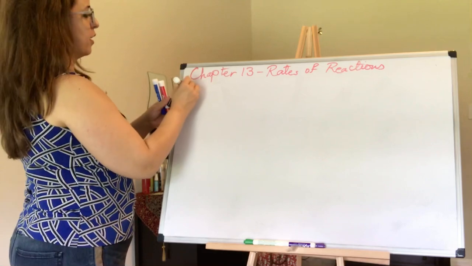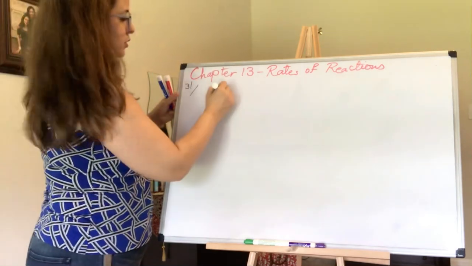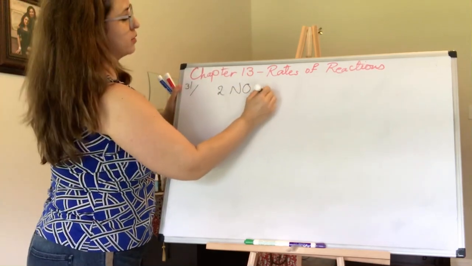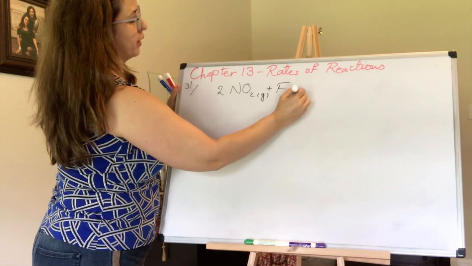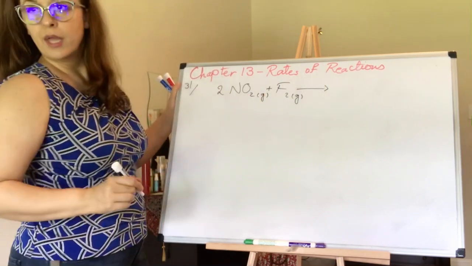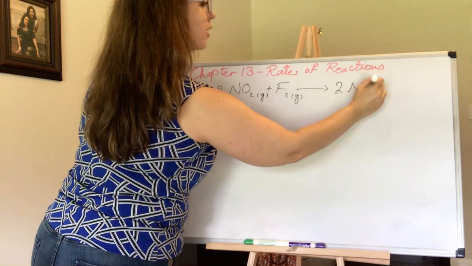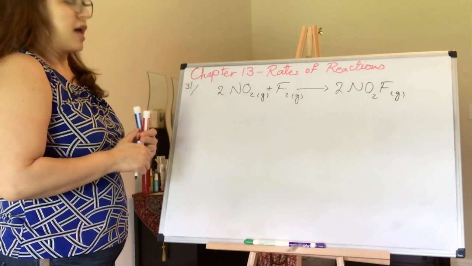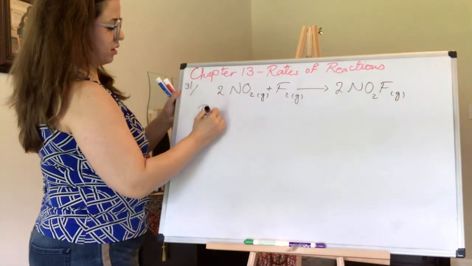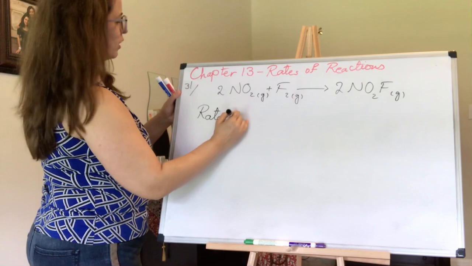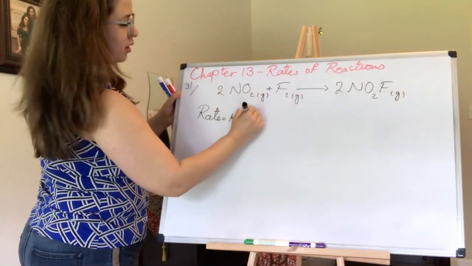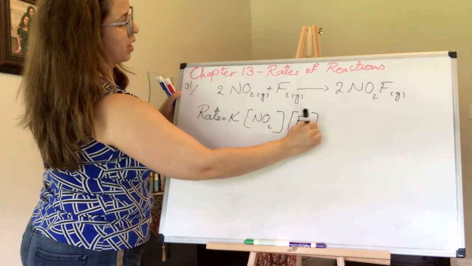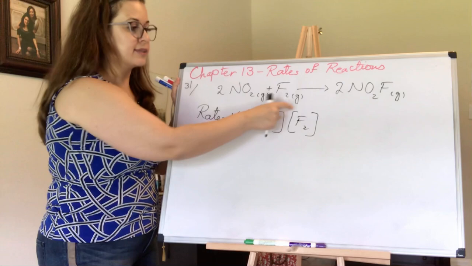Slide 31. You have 2 NO2, the gaseous form, plus 1 fluorine molecule in gaseous form. They react to form 2 NO2F in gaseous form. That's the reaction. And the rate law is given. The rate law is k [NO2] [F2]. And I will tell you how to determine these numbers later.